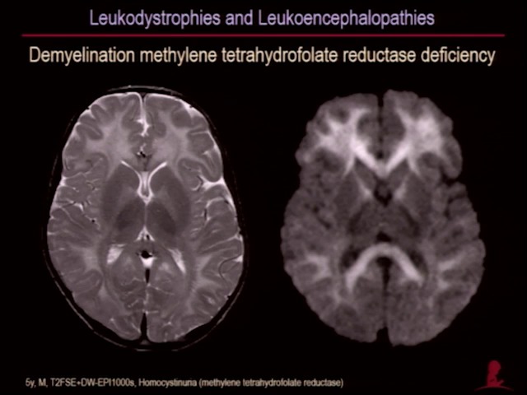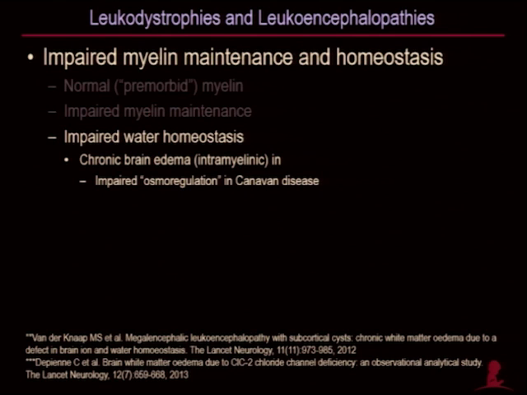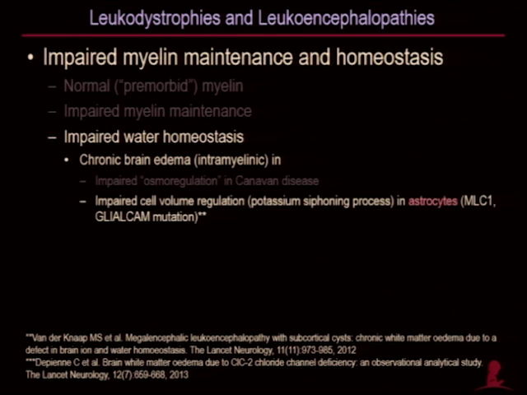You see that there is extensive white matter disease with the restricted diffusion consistent with an acute ongoing myelin breakdown process, intramyelinic edema probably. There is the other component in this group, the impaired water homeostasis. And we have known that for a long time, that in Canavan's disease, probably there is some sort of impaired osmoregulation, and that may manifest with leukodystrophy-like appearance.